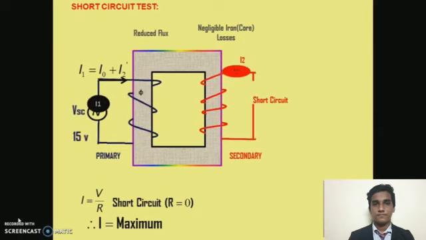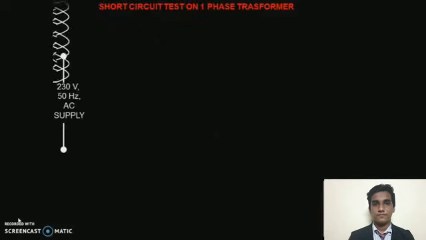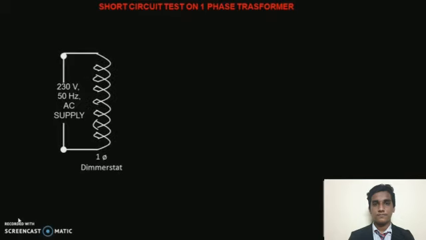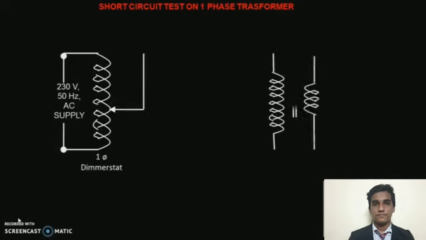So, to perform the short circuit test, again we have a 230 volt, 50 hertz AC supply. Again we are using a rheostat, then the primary winding and secondary winding, but we know that the voltage ratio and the current ratio of a transformer are inverse: V2 upon V1 is equal to I1 upon I2. So it is convenient to connect the meters in the short circuit test on the high voltage winding. What is the reason? Because in the high voltage winding, the current is low. Low current has to be given to the transformer. So the short circuit test is always performed on the high voltage side. So we are connecting the meters on the high voltage side, that is the 230 volt side.